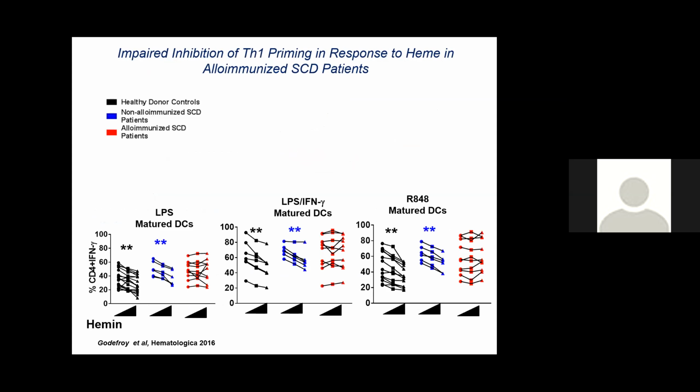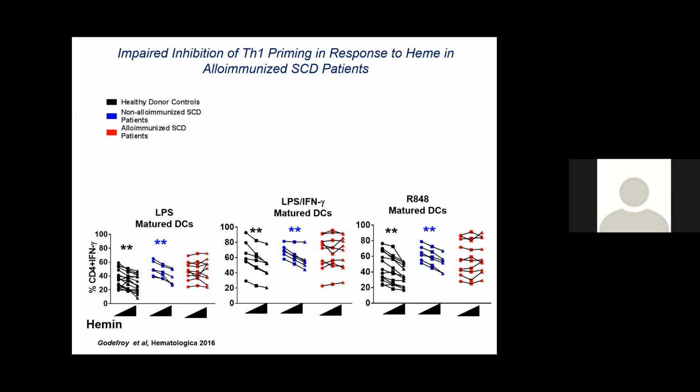So how about our patients? We took some sickle patients who are non-alloimmunized, in blue, and some who are alloimmunized. We've tried to control for confounders such as how many units they've been transfused and how long they've been on chronic transfusion, but this is what we have. So what we found was that healthy donors and non-alloimmunized patients, the blue ones, regardless of how we matured their dendritic cells, when they get exposed to heme, they downregulate their Th1. They don't get primed, they calm down.